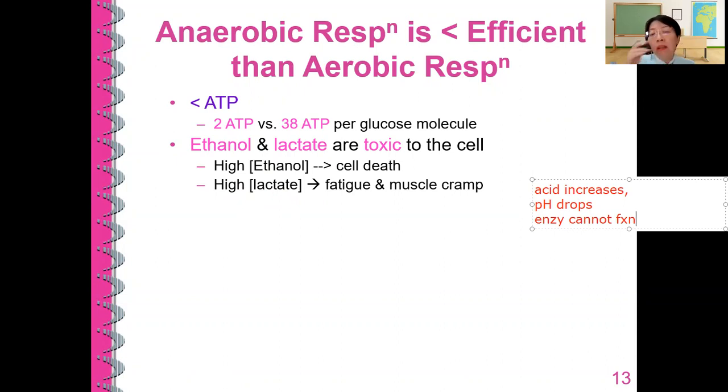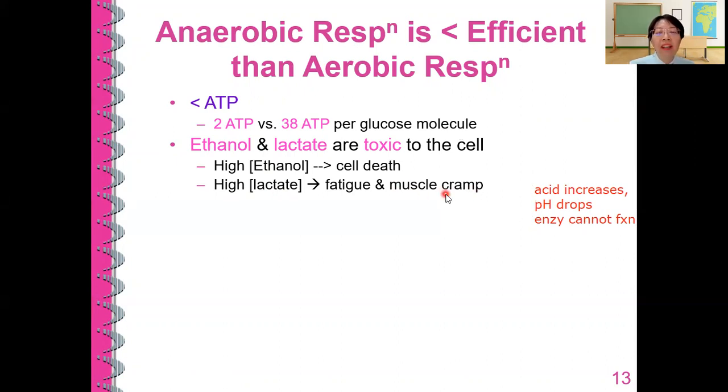So a lot of processes like muscle contraction cannot happen. So you feel tired, fatigue and muscle cramp. That means muscle cannot contract, jam up already. Because enzymes cannot function to produce ATP, the muscle also jams up. Okay, so interesting, so they are toxic to the cell, right?